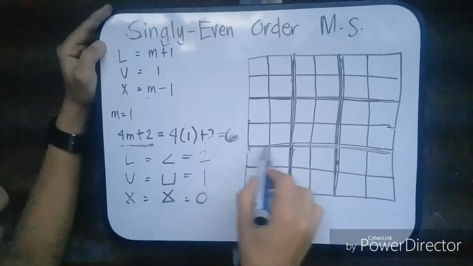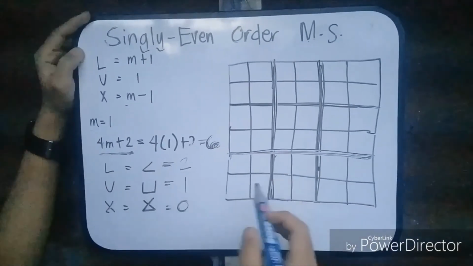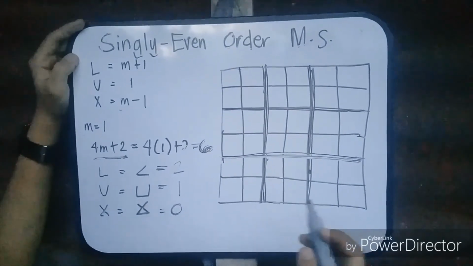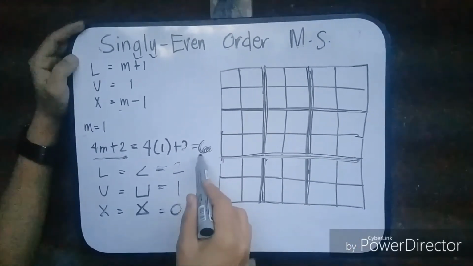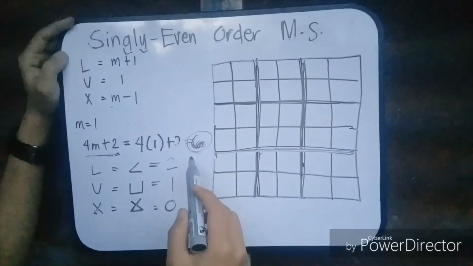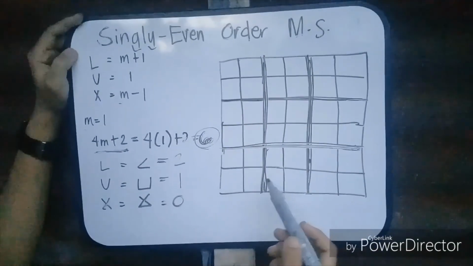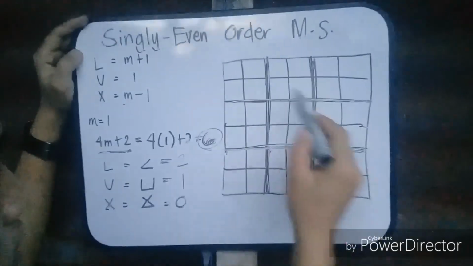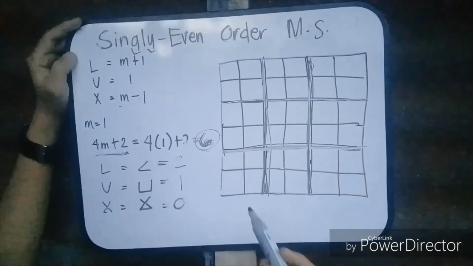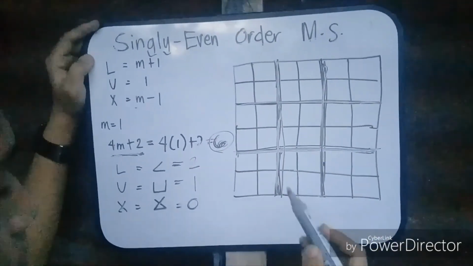The first procedure is to make this singly even order magic square into an odd order magic square. How? We simply divide this 6 by 2, which is equal to 3. So let's make this 6x6 matrix into a 3x3 matrix. We'll just divide it like this. Alright, we already made it into a 3x3 matrix.